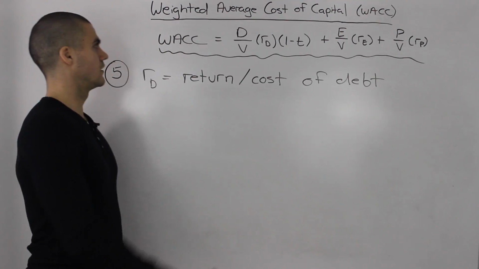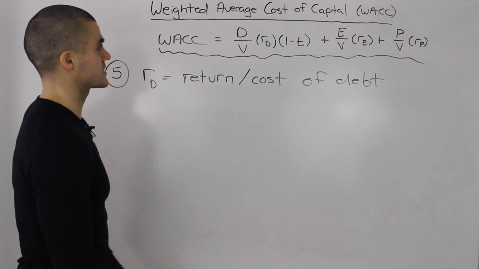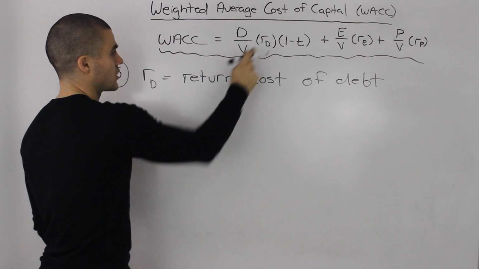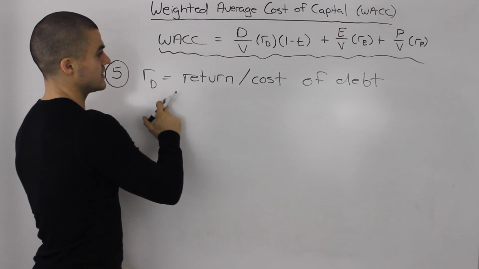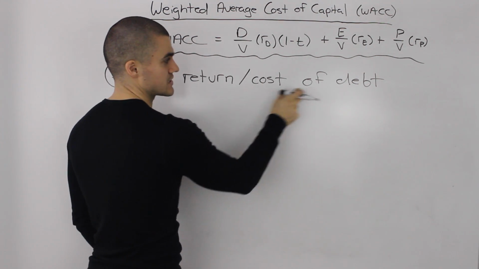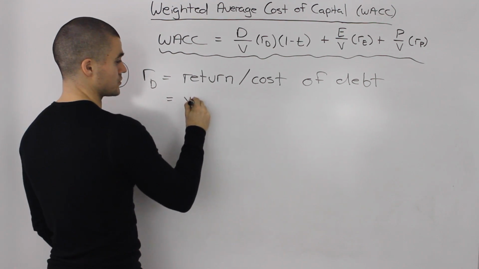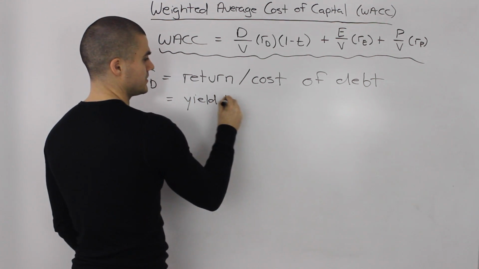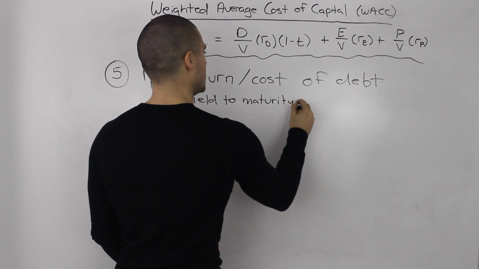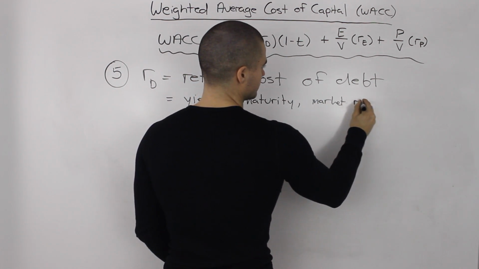So that's step 4. All right, so continuing on with step 5 of the weighted average cost of capital, we're going to go into detail about this RD here. And the RD is just basically equal to the return or the cost. Sometimes the questions have cost of debt. And that's just equal to your yield to maturity of the bonds you issued. It's also like your market rate.